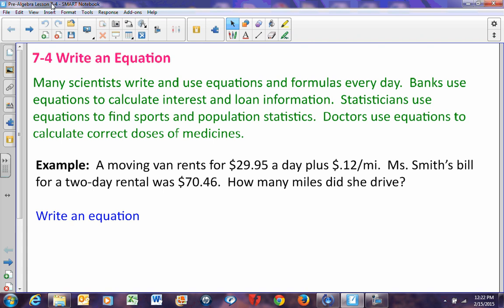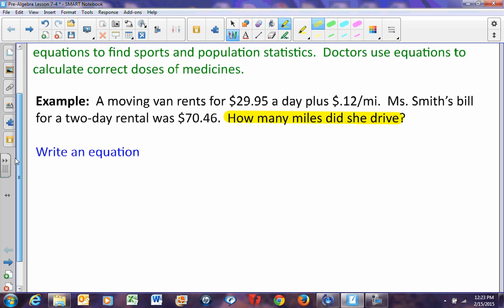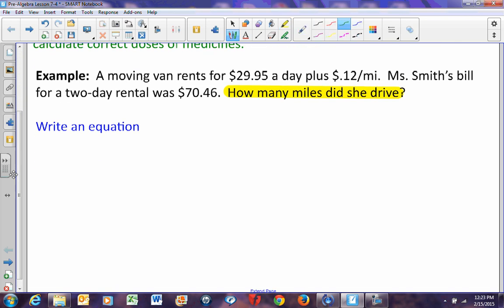Now, with any word problem, after we've read the problem, sometimes more than once, the next thing we should do is define our variables. We should determine what it is we're looking for. Since they asked how many miles did she drive, the number of miles driven is what I need to be looking for. So I'm going to let m equal the number of miles driven.